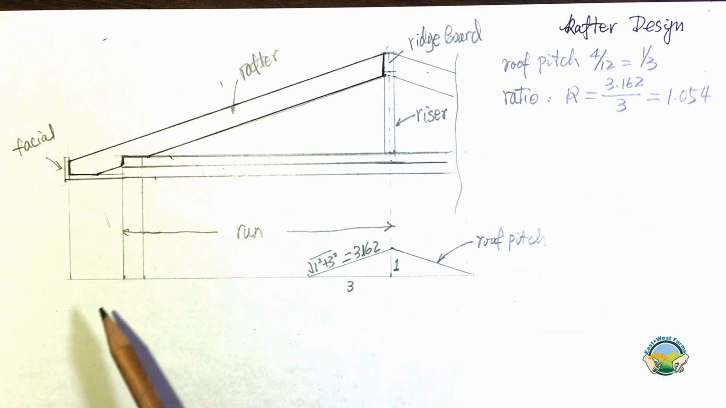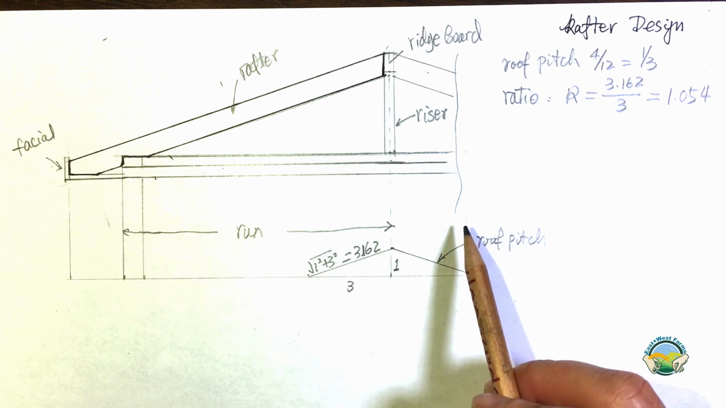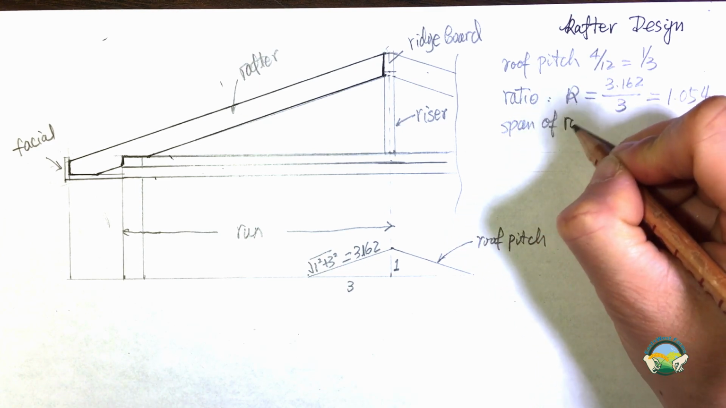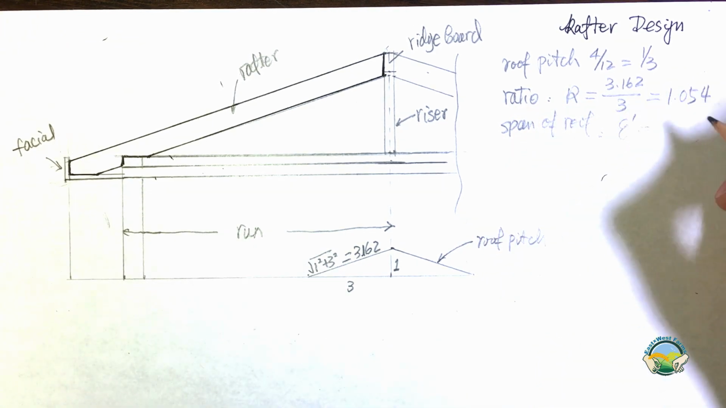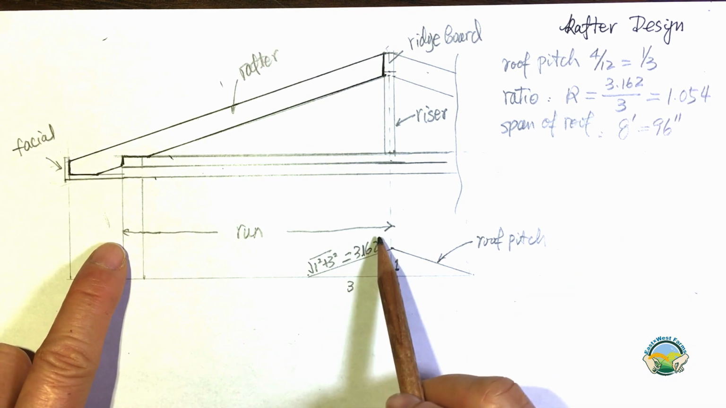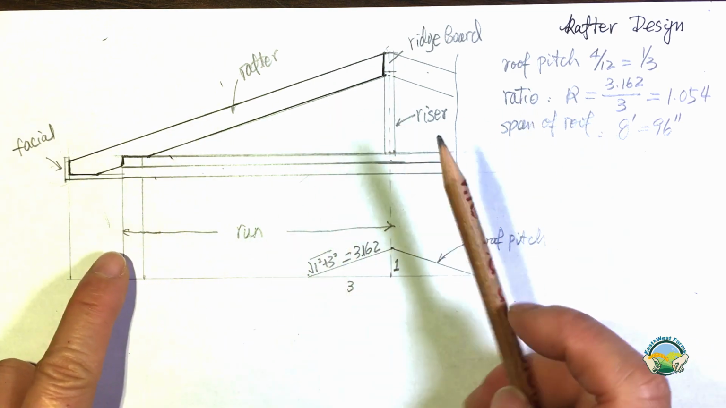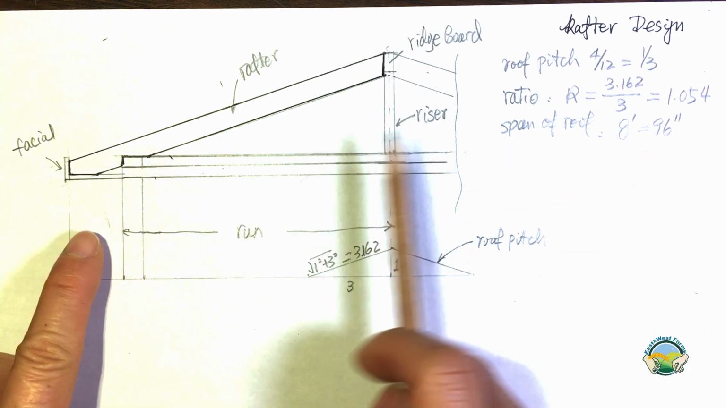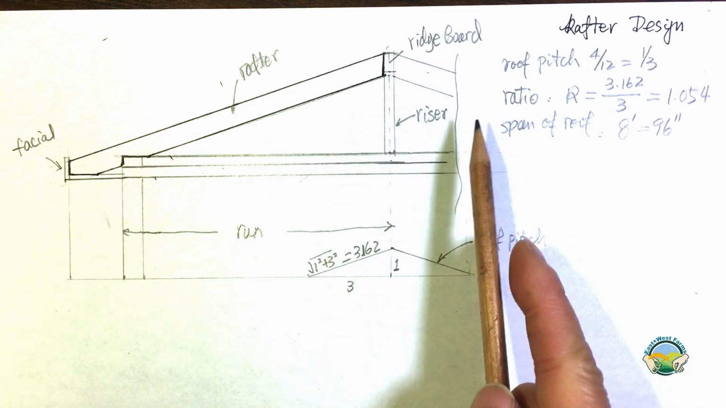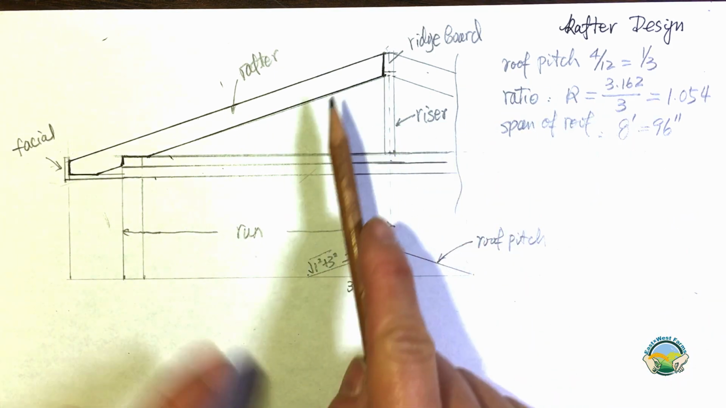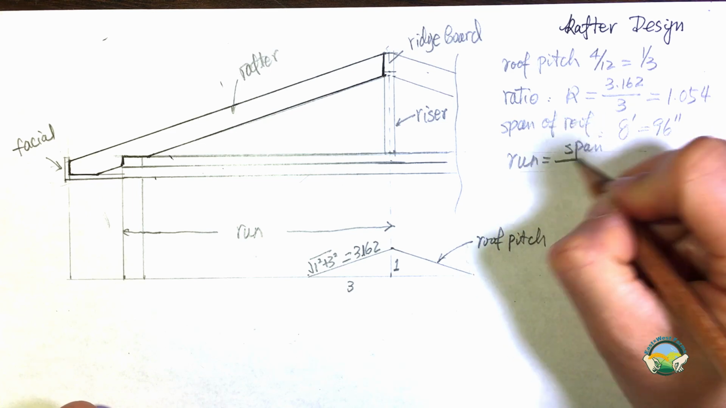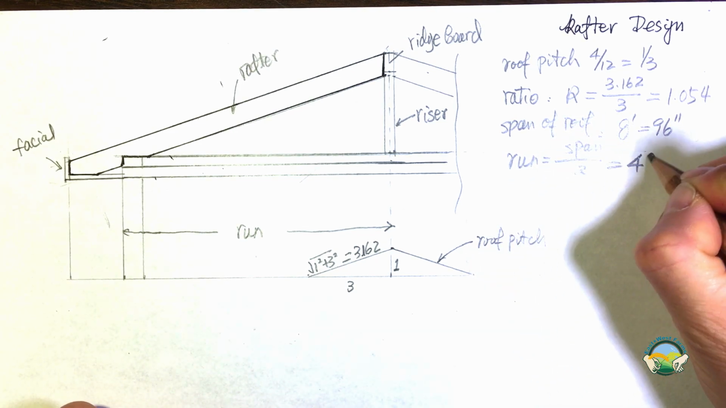Another thing, of course, you need to know is the span of the roof. In this case, the span of the roof is 8 feet, so that gives you 96 inches. And then the run of the roof design is half of the span, because we only consider the left side. The right side is the mirror image of the left side, so we don't need to worry about it. The run is equal to the span divided by 2, and so that gives me 48 inches.